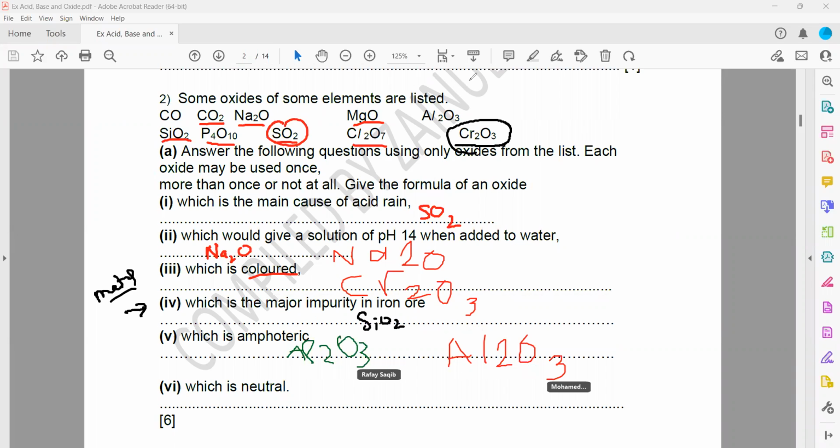Remember the three examples of amphoteric oxides: aluminium, zinc, and lead, the three amphoteric oxides. And which one is a neutral oxide? The only one example which you have to remember is carbon monoxide. So carbon monoxide is a neutral oxide.